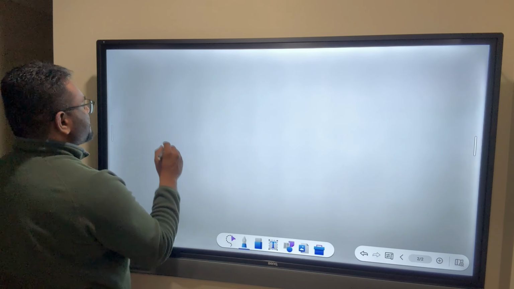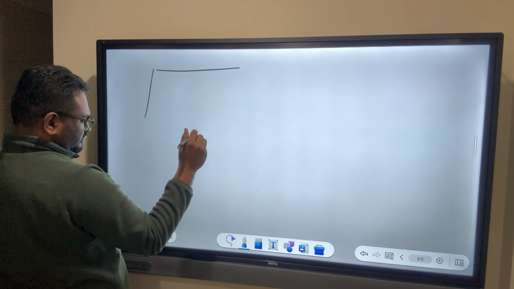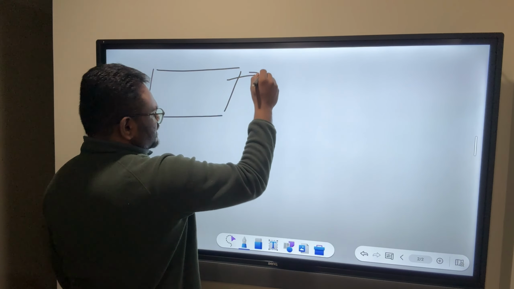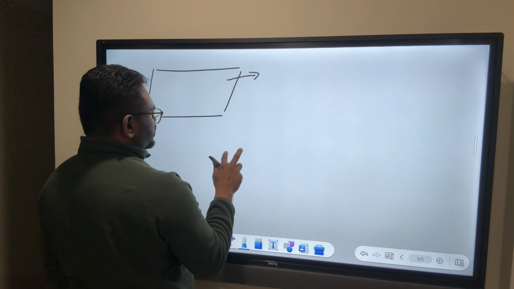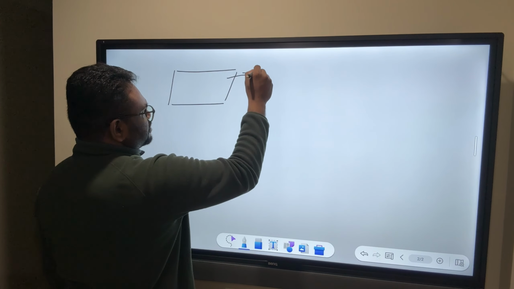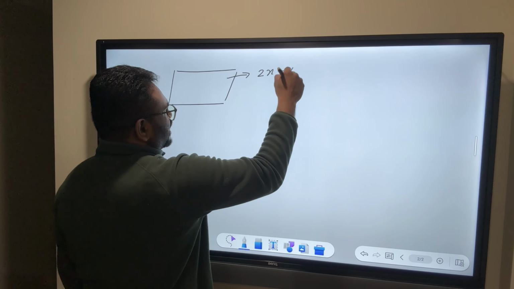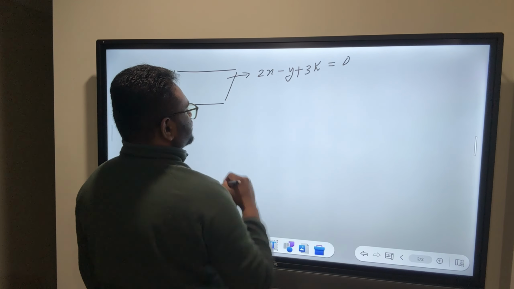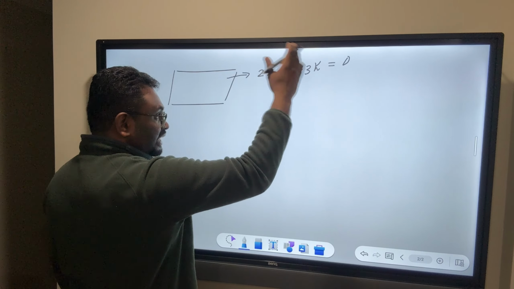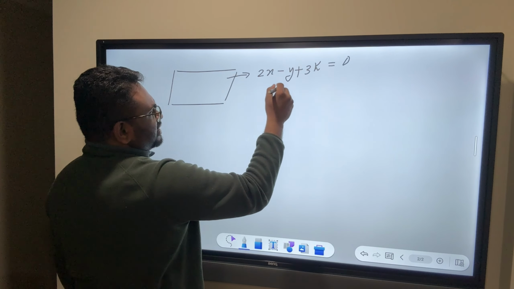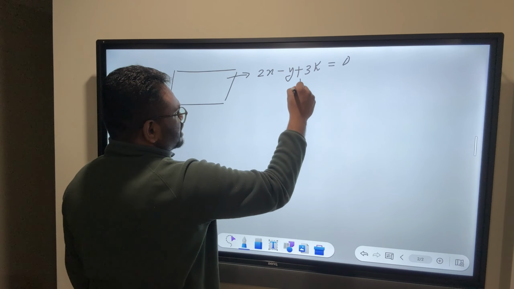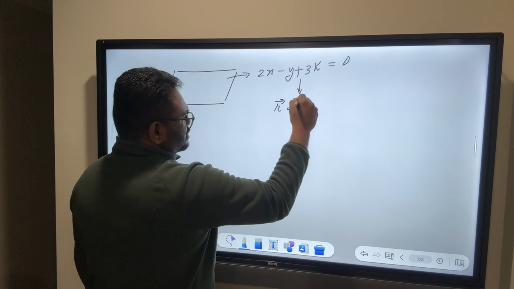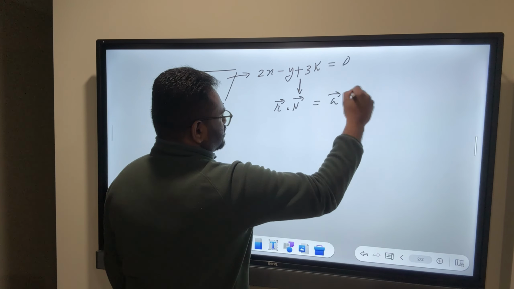Let's think about a plane where the equation of the plane is given to you in terms of 2x minus y plus 3z is equal to, let's say, 0. So this is the Cartesian equation of the plane, obviously. If you convert this into the vectorial sense, this is nothing but r dot n is equal to a dot n.